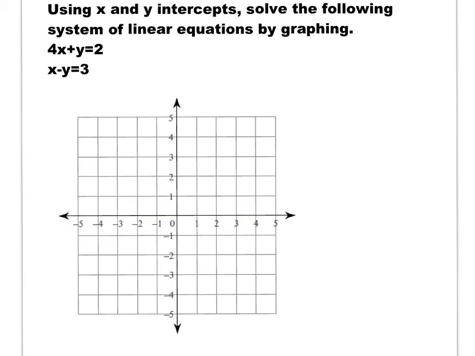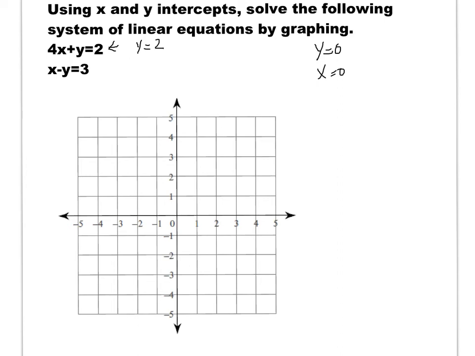Just to refresh your memory, to find the x-intercept, set y equal to 0. To find the y-intercept, set x equal to 0. So, to find the x and y-intercept here, for the first line, I'm going to set x equal to 0, so I get y equal to 2. So that's the y-intercept.